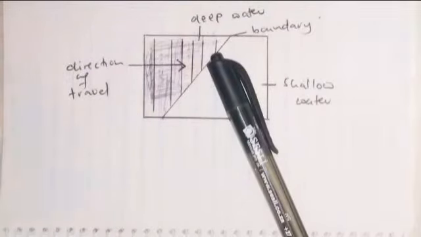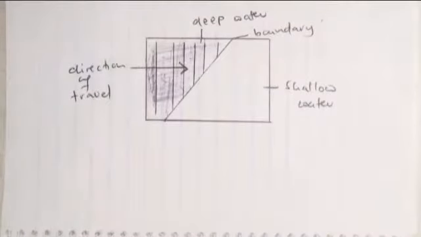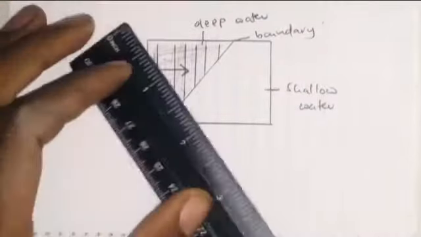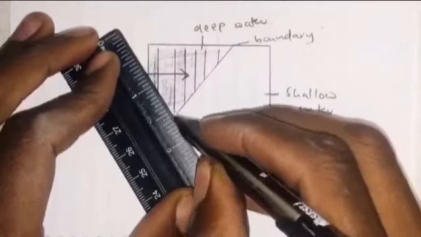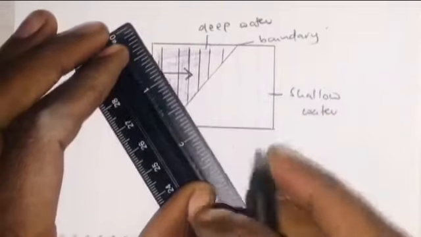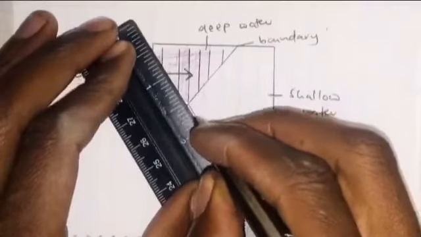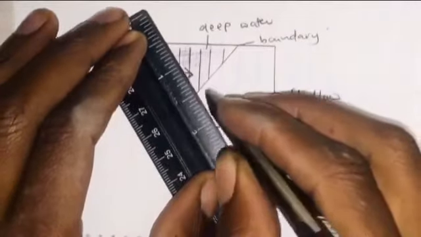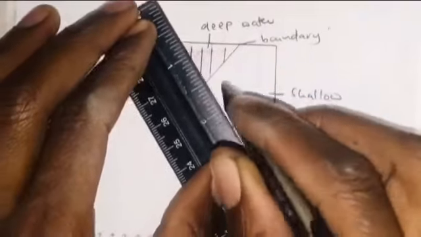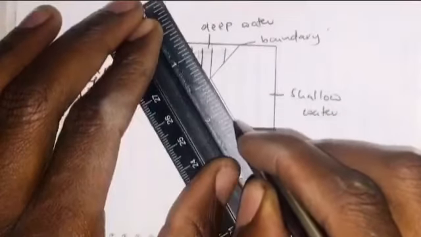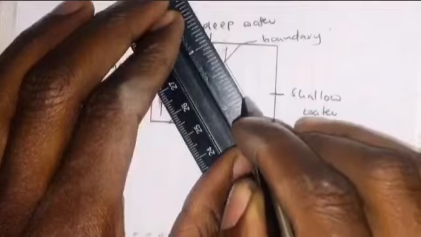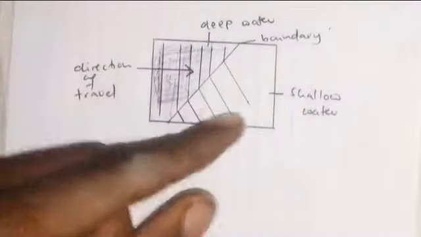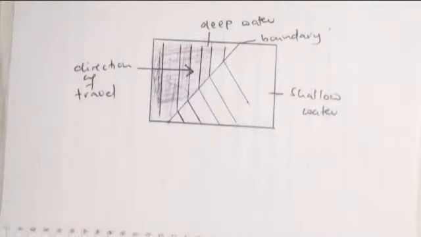Then, of course, the wavefronts are going to be like this because they bend as they go to the shallower water. The wavefronts are going to be like this. This is in the shallow water. And they are supposed to be parallel to each other as well.